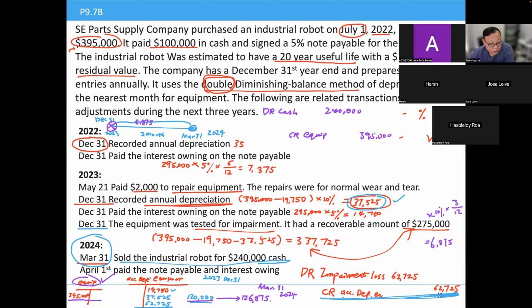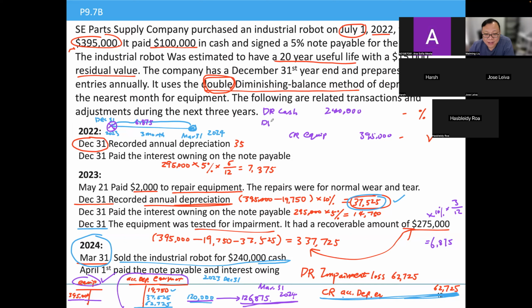Now for this cumulative depreciation equipment account, we know the balance is this. This is a credit balance, so I need this to be 0. Should I debit or credit, and for how much? Debit cumulative depreciation for 126,875. Okay, so now we need to figure out what is my total debit right now.